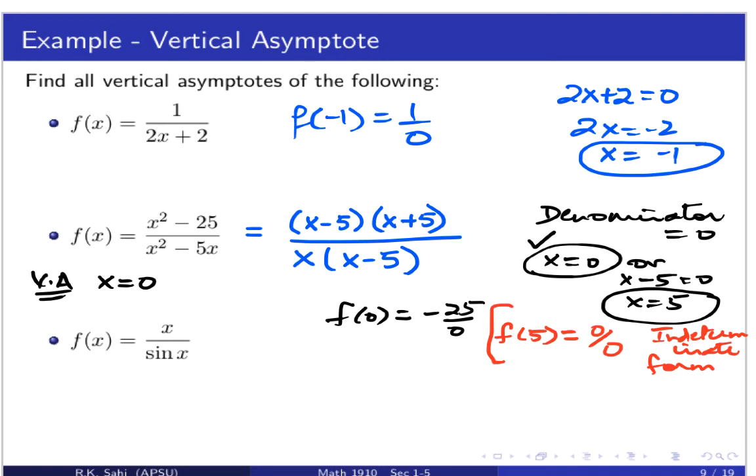Okay, now let's look at the last problem. f of x is x over sine x. Now to do this one, here we look at where the sine function is 0. First we start from that. So you look at the denominator, guys. Sine x is 0 for every multiple of pi. If you remember this one, this is sine of n pi. So x equals n pi, where n is an integer.